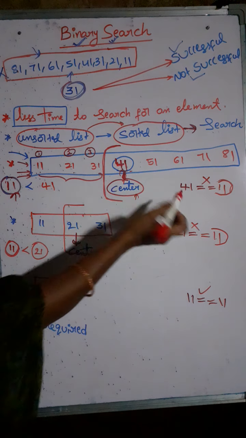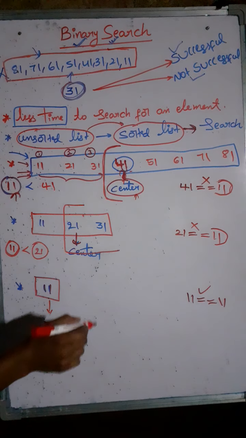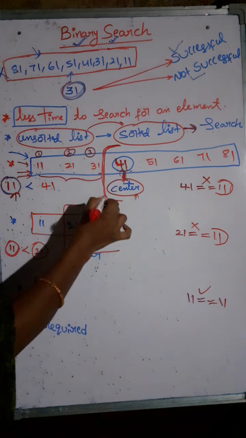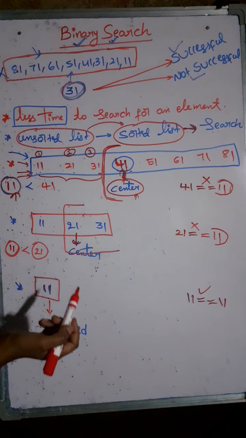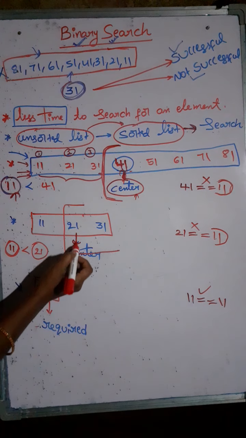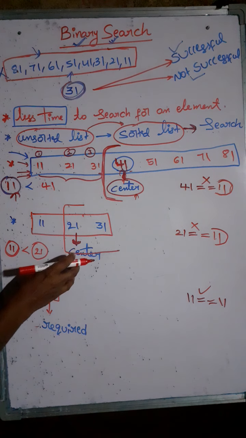So, what should we do now? If you observe, the required element will be available in the left side of the textbook. So, we should not consider the right part of the textbook. We should consider only the left side part. Again, we should perform the same operation. That means, again, we should consider the center page.